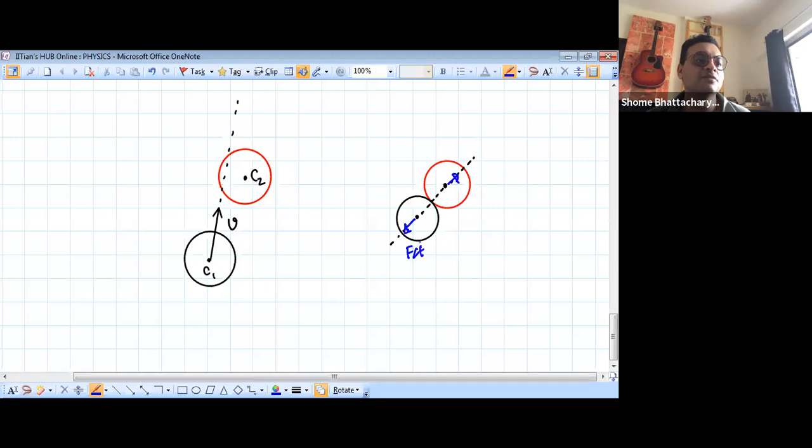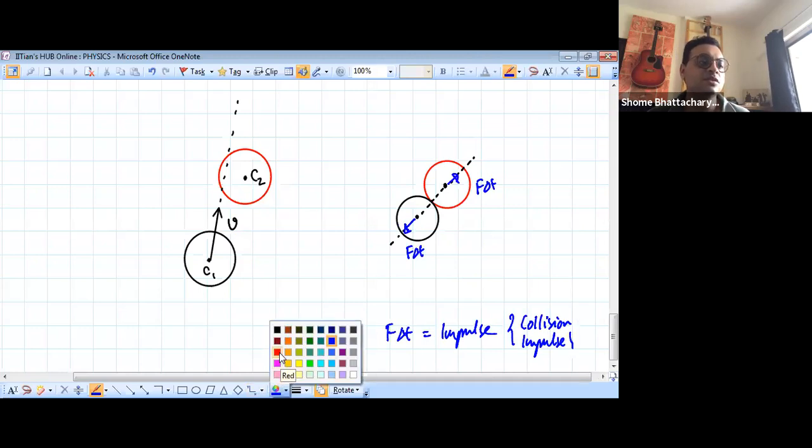So we can call this F delta T, a force into some very short amount of time delta T for which they are in contact. This quantity F delta T, we'll study at a later stage in physics, is called impulse. In this case, it is what we call a collision impulse, because there's a collision between the two carom coins that is happening. Because of this collision impulse, immediately after the collision is over, we will see that the situation is now something like this.